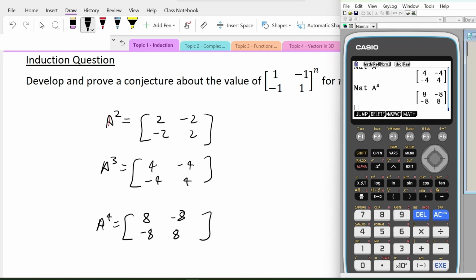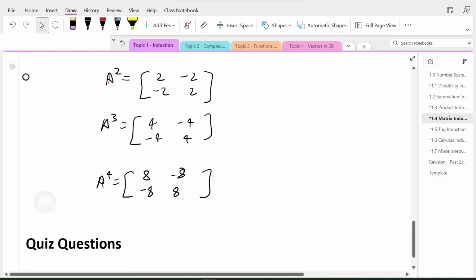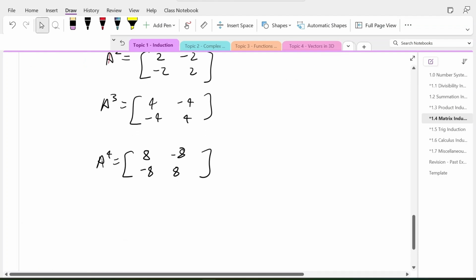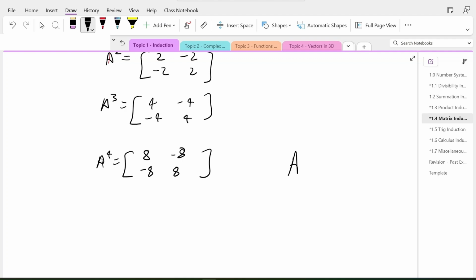So what are these numbers doing? Well, when you're making a conjecture, what you probably want to say is they're doubling each time. That's something called a recursive statement because you need the previous answer to get the next one. What we would like is an answer which gives us any power of A. So in theory, I should be able to calculate A to the power of 8, for example, which, fun fact, would be 128, minus 128, etc., etc.